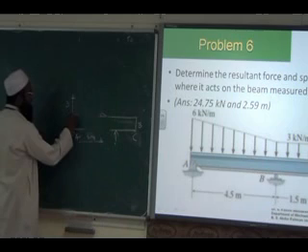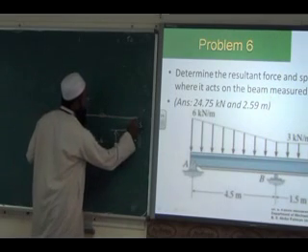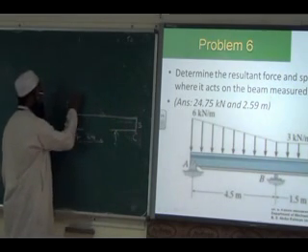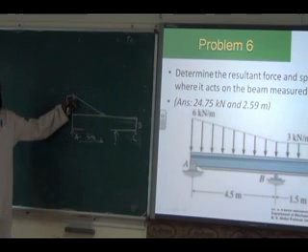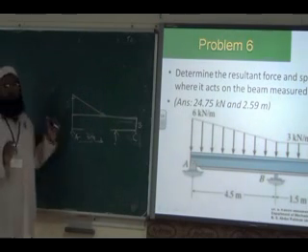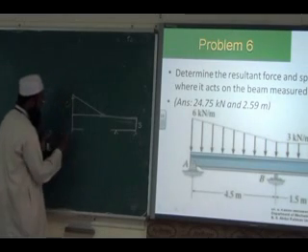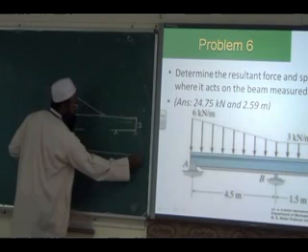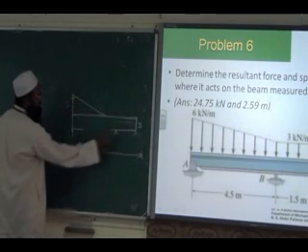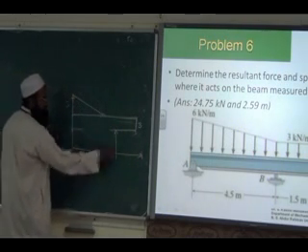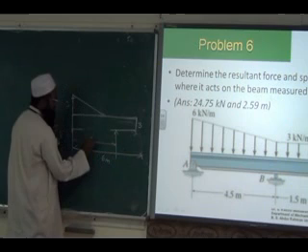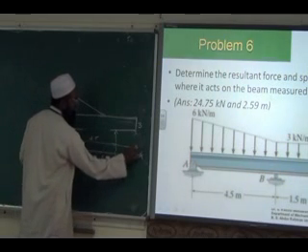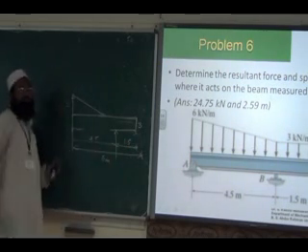I will explain again. So first we split it into two areas: a rectangular area and a triangular area. Is it okay? So we split into two areas. The total length of the beam is 6 meters. From point A to point B it is 4.5 meters, and this is 1.5 meters, so the total length is 6 meters.